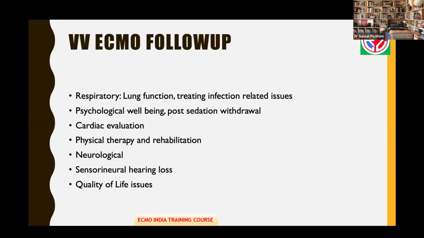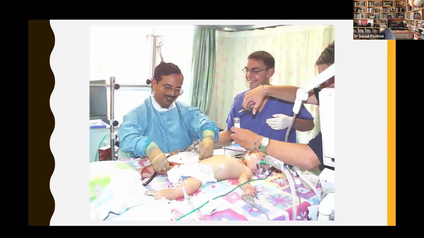ENT for sensory neural hearing loss is needed because in 10% of the patients, hearing loss has been reported. So one has to follow up these issues. Quality of life issues also can be there. A prolonged period of ICU stay and post ICU stay may lead to problems with their jobs also. Some of them may lose jobs and need support also.